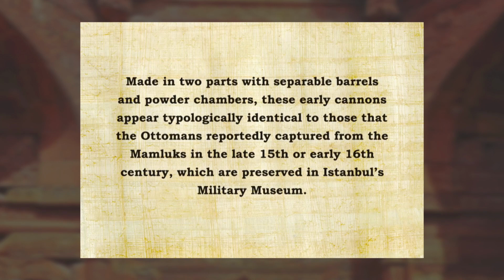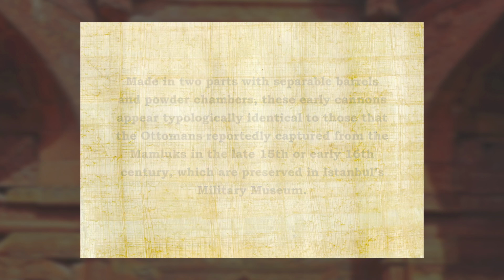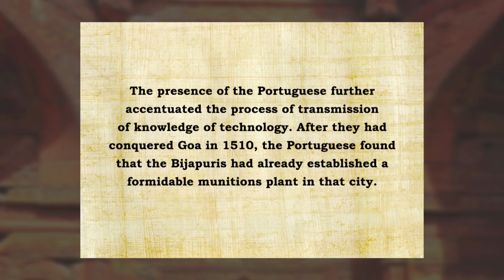Made in two parts with separate barrel and powder chamber, these early cannons appear typologically identical to those that the Ottomans reportedly captured from the Mamluks in the late 15th or early 16th century, which are preserved in Istanbul's military museum. The presence of the Portuguese further accentuated the process of transmission of knowledge of technology.